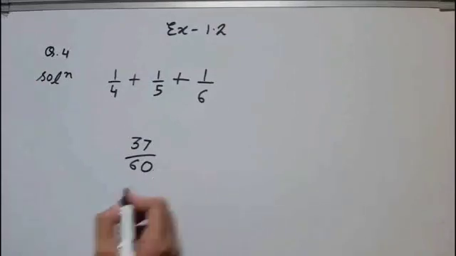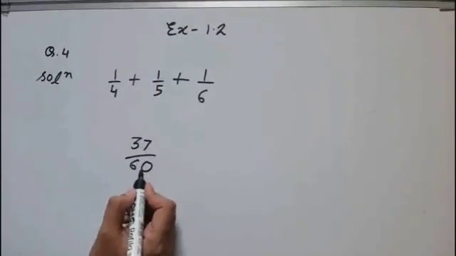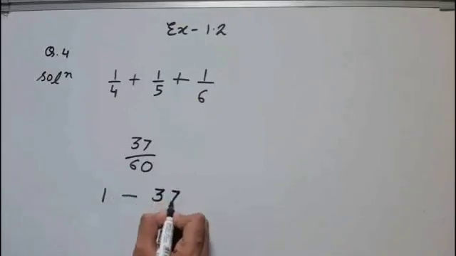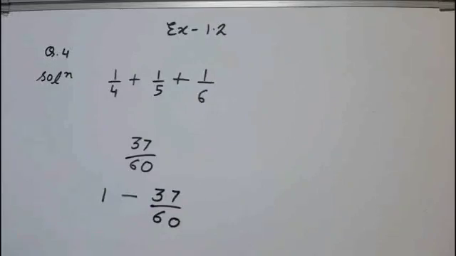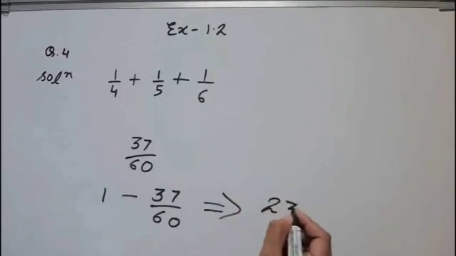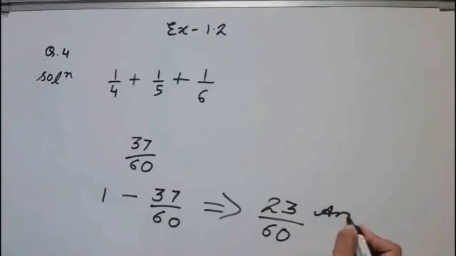So what to do? You have to subtract this 37 upon 60 from the whole, means 1. Again you have to take the LCM and do the subtraction, so you will get the answer 23 upon 60 after doing the process, and it is the answer, 23 upon 60.